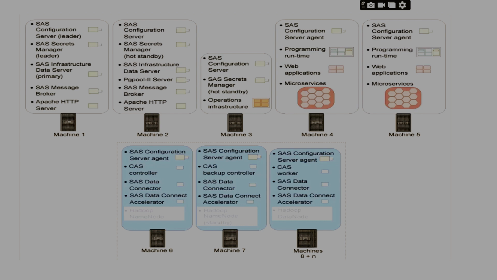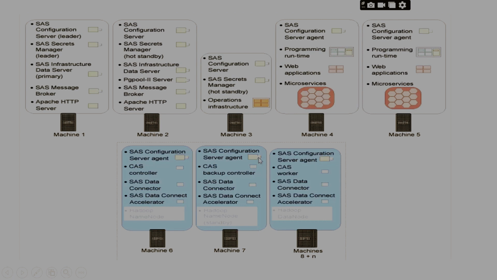So next, SAS configuration server, secret manager, and operation server. These are the web applications, where we install the applications. Somewhere we install applications, right? Then only it will execute, and we can access it using a URL. We install these web applications in the microservices server. SAS configuration server agent will run here in the microservices server. So programming runtime environment servers, web applications and microservices are the services available here.